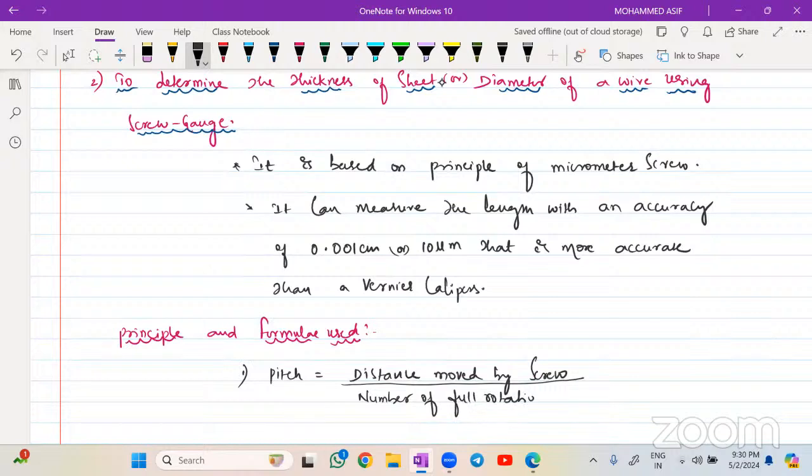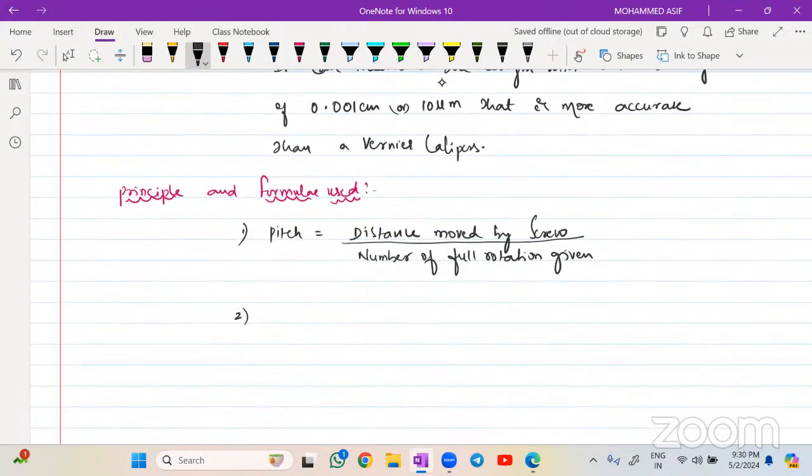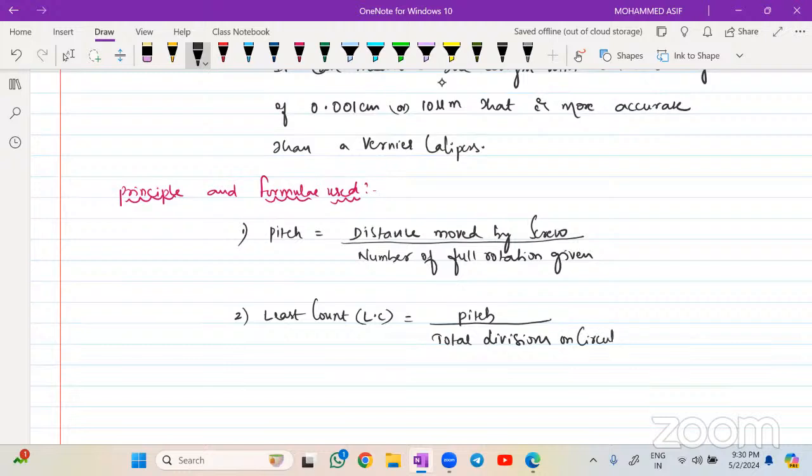I will draw a diagram because you roughly have an idea, so just think of that logically. Next one. How do you calculate the least count? Least count is equal to pitch divided by total divisions on the circular scale.